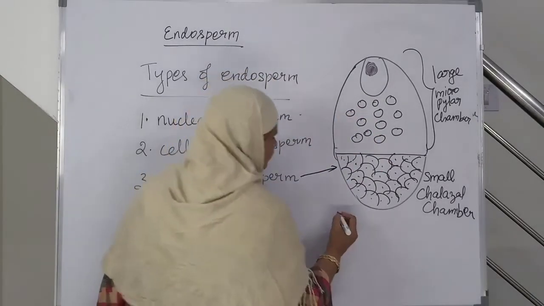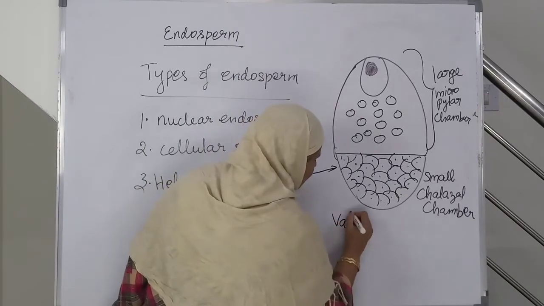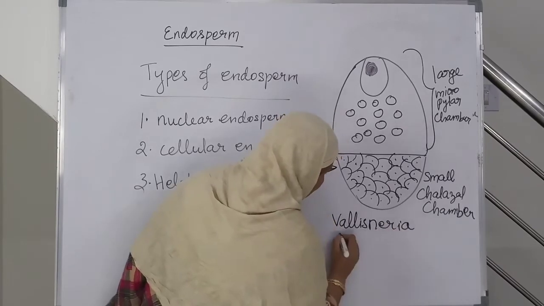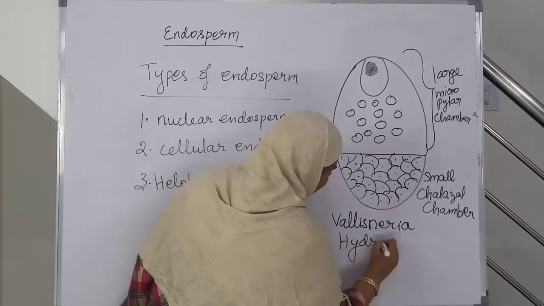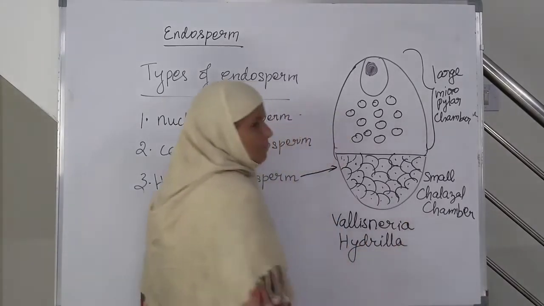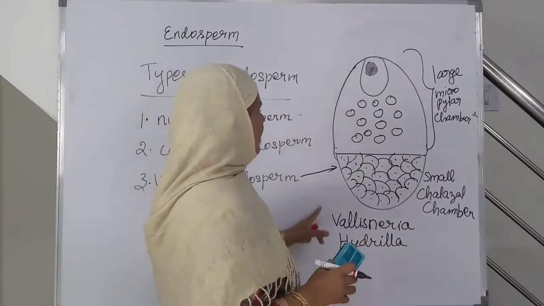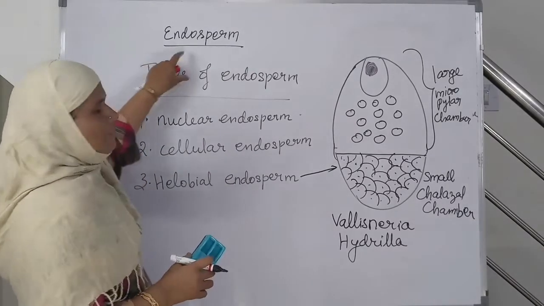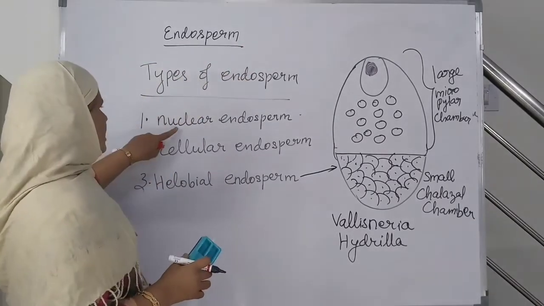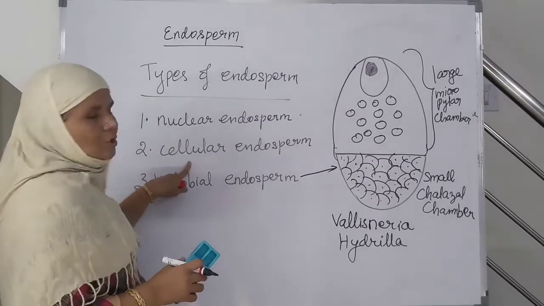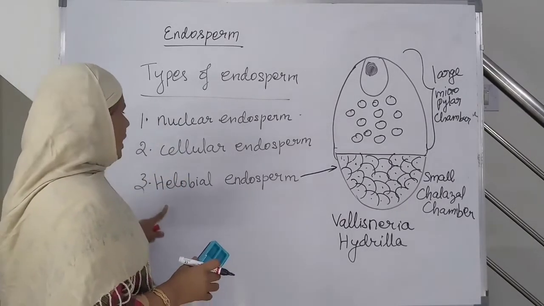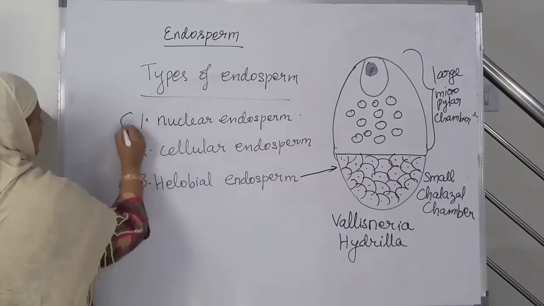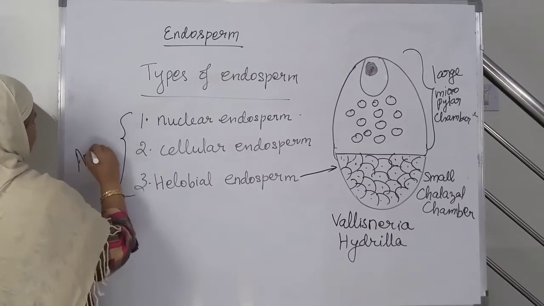Examples are Vallisneria and Hydrilla. So far we have seen the types of endosperm: nuclear endosperm, cellular endosperm and helobial endosperm. These are the three endosperms found in angiosperms.